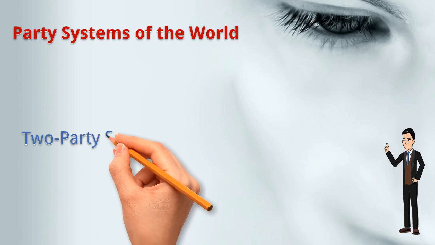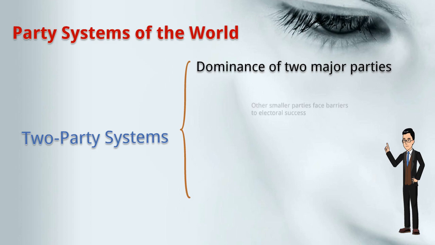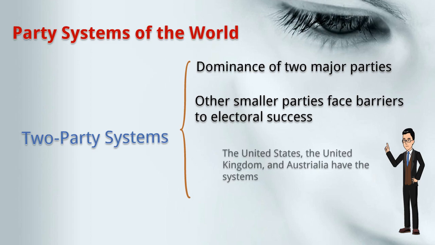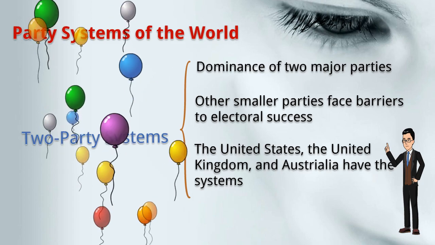Two-party systems are characterized by the dominance of two major parties that compete for power. While other parties may exist, they typically face significant barriers to achieving substantial electoral success. Two-party systems are found in countries like the United States, the United Kingdom, and Australia.